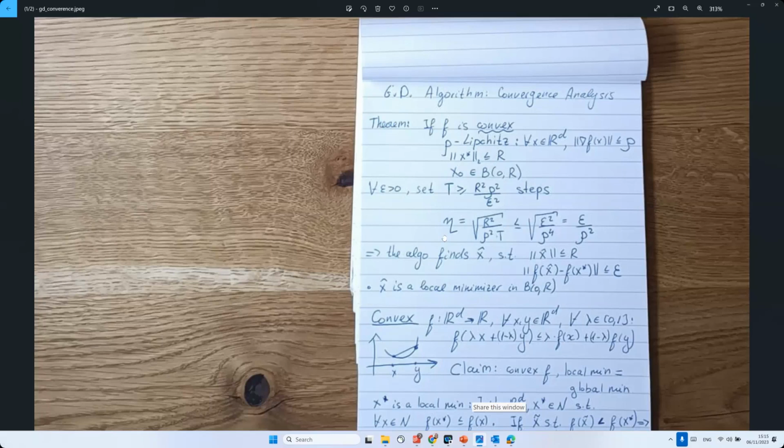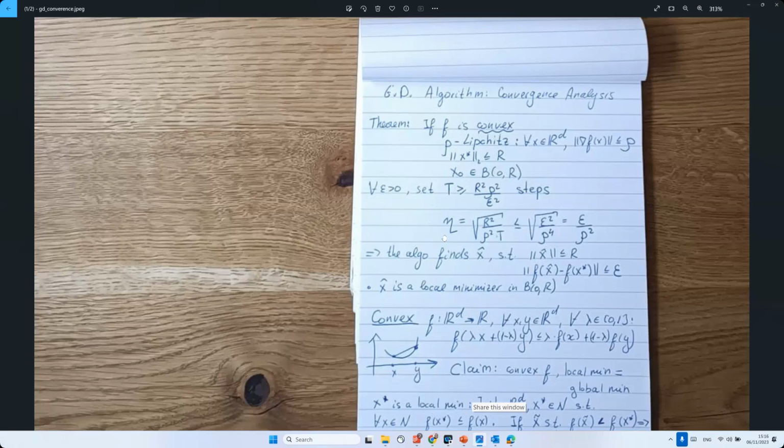So taking all these assumptions and setting all these parameters, the theorem says that the algorithm will output a point x hat such that, first of all, it will be inside this ball of radius R. This is what we wanted, because our x star is there, so of course our x hat should be there. And the value of the function at x hat is very close to the minimum value of the function. f(x hat) minus f(x star) is at most epsilon.